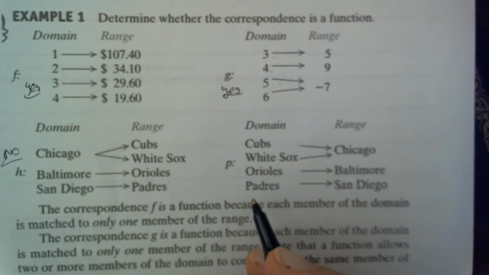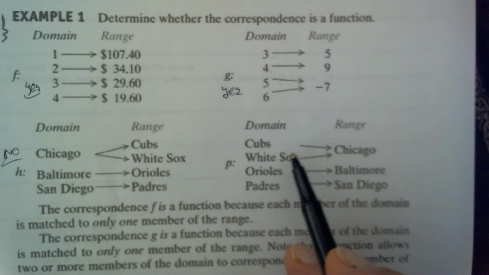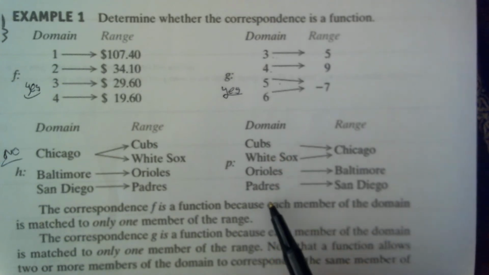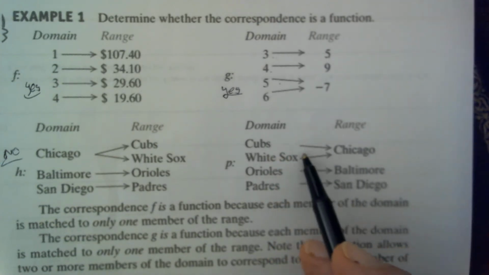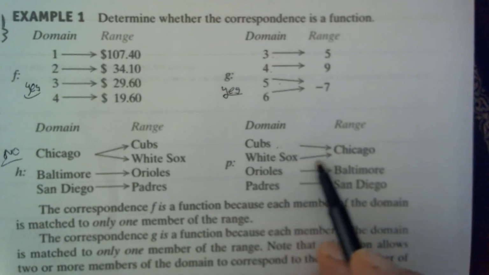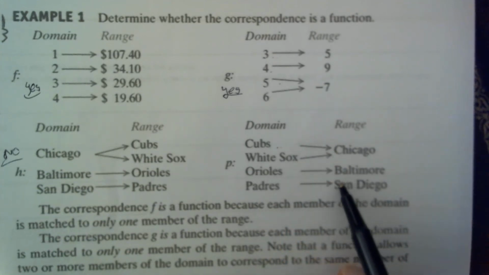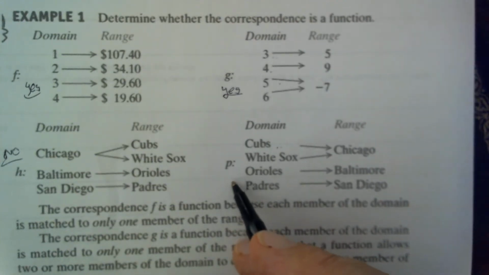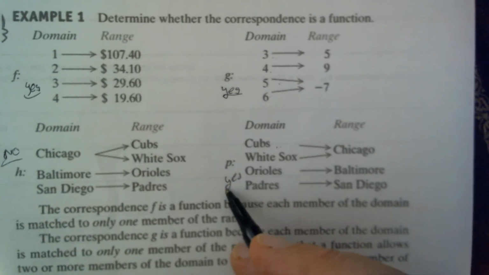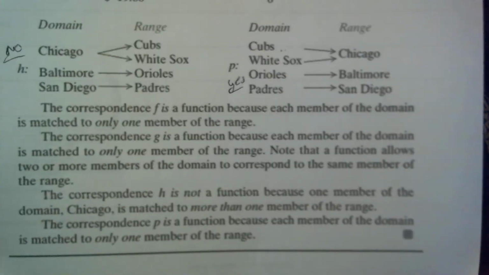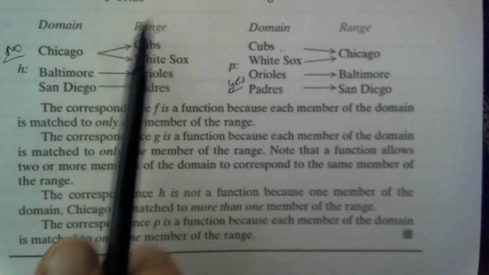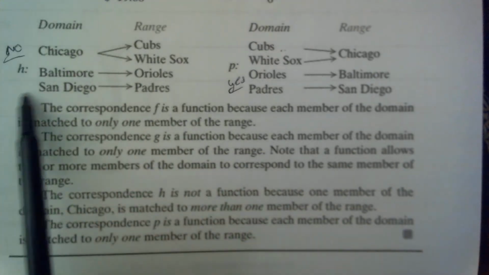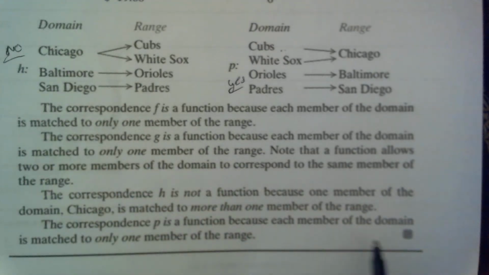For example P, here we have the domain: the Cubs, the White Sox, the Orioles, and the Padres. And here's the range. So the Cubs to Chicago, the White Sox to Chicago, the Orioles to Baltimore, and the Padres to San Diego. So that's a function also. Here's a somewhat longer explanation why three of them are a function and this one is not a function, so you can read it here. But basically, I already gave you the explanation.